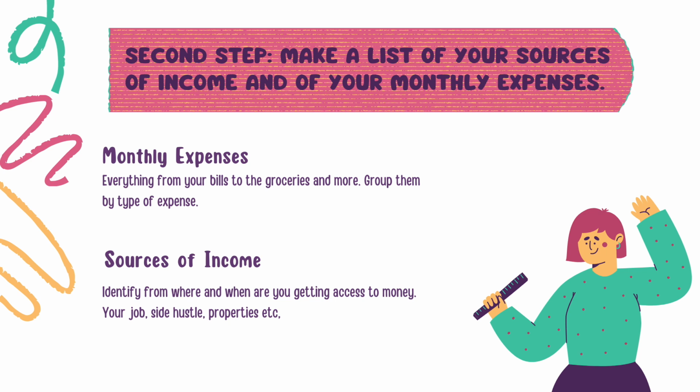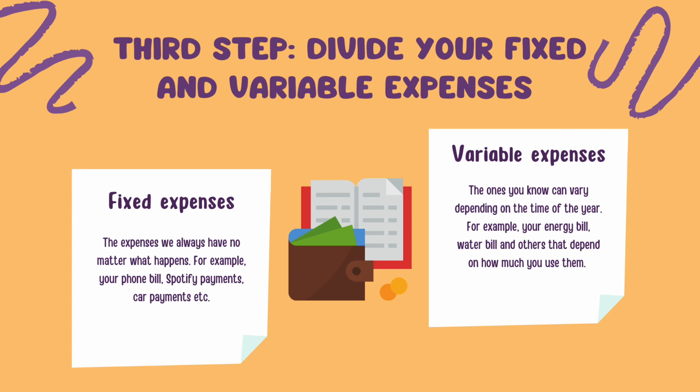Now that we are aware of what money gets in and what gets out, we need to start making our budget. And this happens with the third step. Divide your fixed and variable expenses. Identify your fixed expenses. Those are the expenses we always have no matter what happens. For example, your phone bill, Spotify payments, car payments, etc.